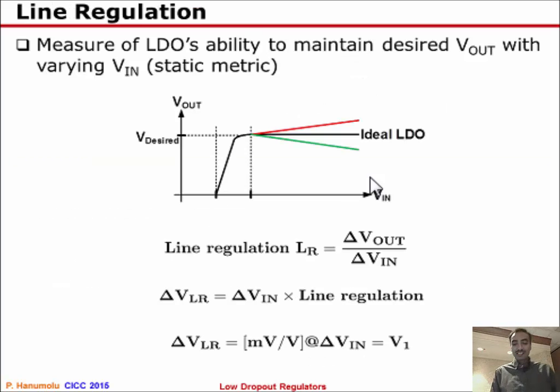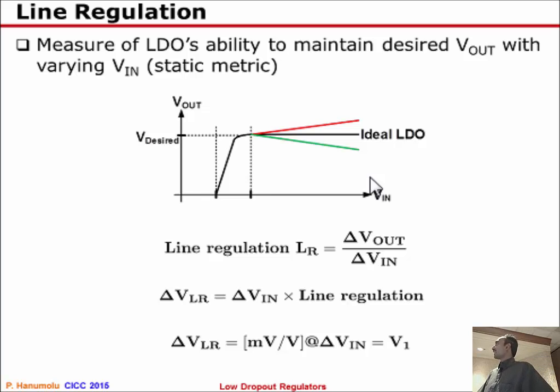The next parameter, I'm now switching to the regulation aspects of the LDO, starting with the line regulation. So this is a measure of the LDO's ability to maintain the output at a fixed value in the presence of varying input. For example, if you connected a battery as the input voltage, if the input voltage is getting discharged, then how does the output behave? Right? So if it stays constant independent of the input voltage, then that's good.